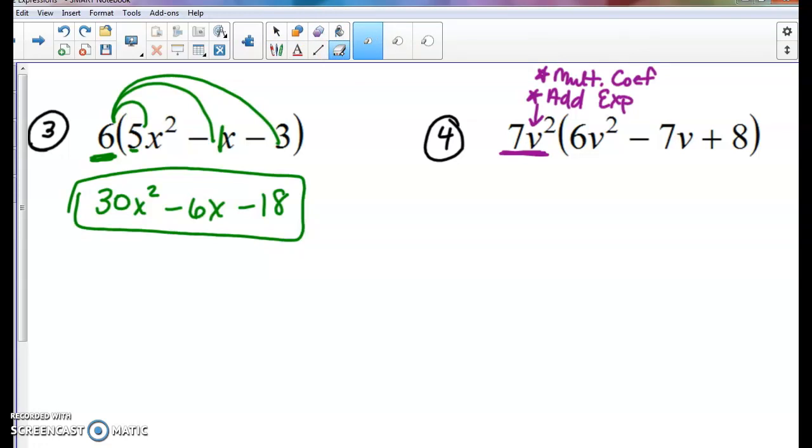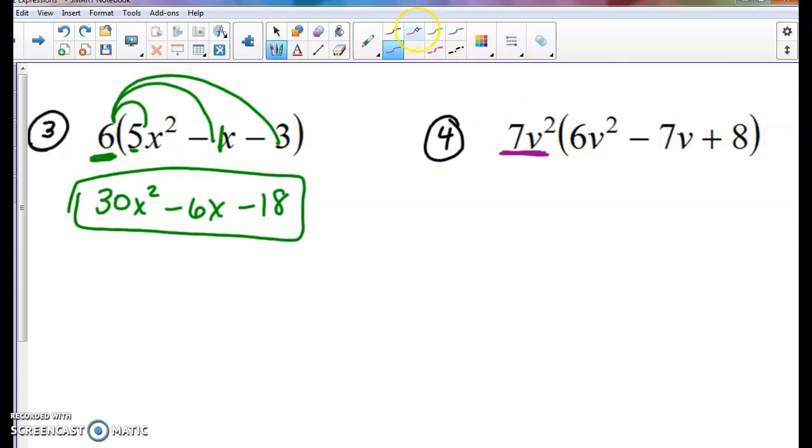So go ahead and make yourself that little bit of a note. And I'm going to have to erase mine because I need to get it out of my way so we can see it. So now 7v squared times 6v squared. We multiply the numbers in front. 7 times 6 is 42. And then we add the exponents of our v's. So 2 plus 2 is 4, so v to the 4th.